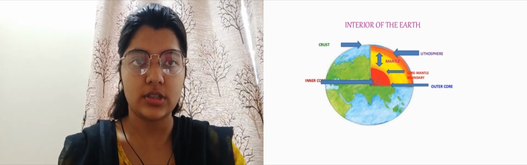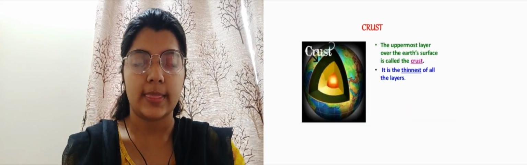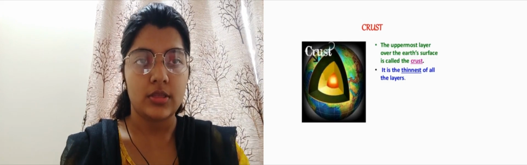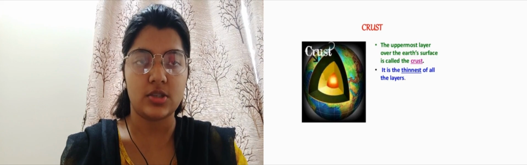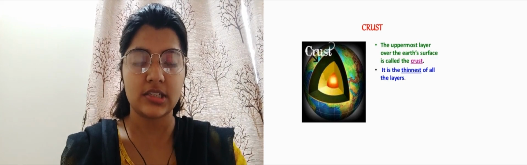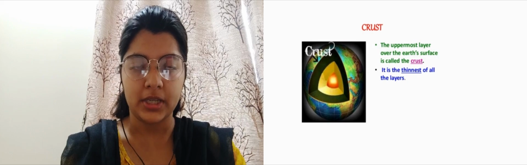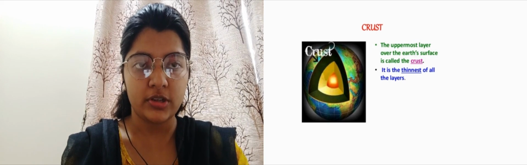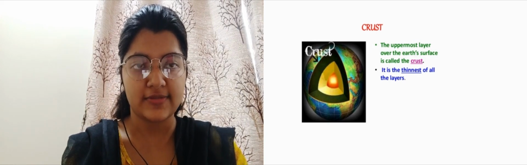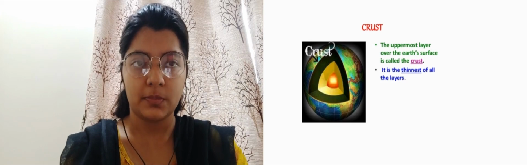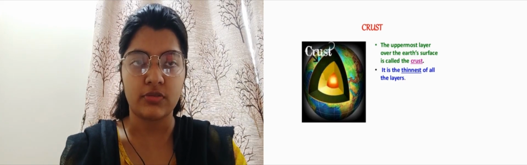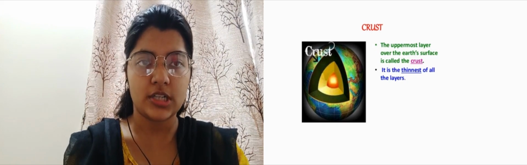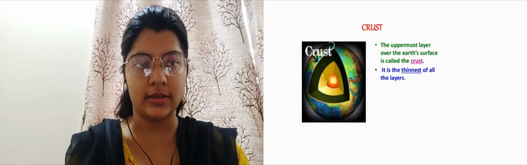Let us start with the crust, the first one. So what is crust? The uppermost layer over the earth's surface is known as crust. It is the thinnest layer of all the layers. I repeat, the uppermost layer over the earth's surface is what we call crust. From the picture you can see this too. Crust is the thinnest layer of all the layers.